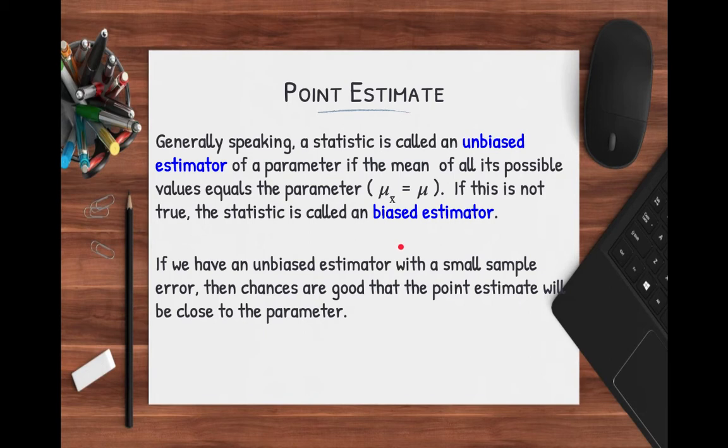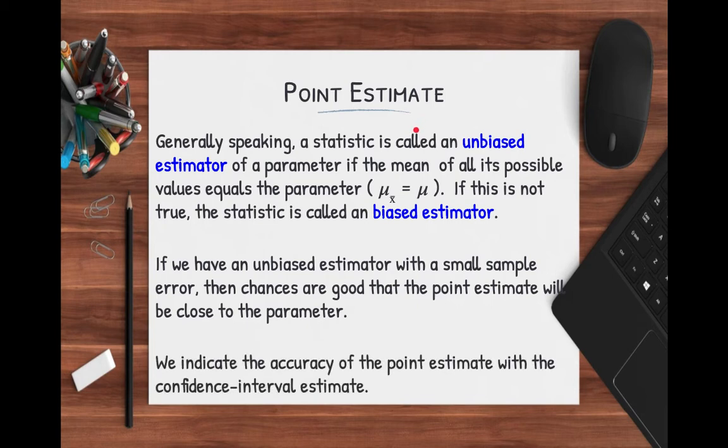If it's an unbiased estimator and a small sampling error, chances are pretty good that our point estimate is going to be close to the parameter. So that's kind of putting together what we've been working on in the past couple sections. And this gets us to the confidence interval, which tells us how accurate our point estimate is going to be.